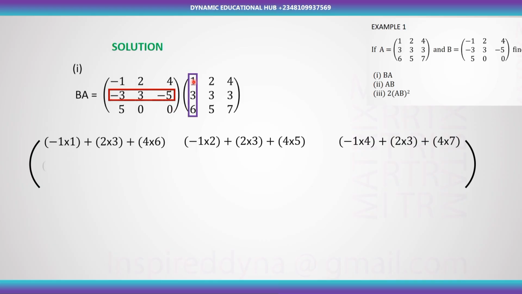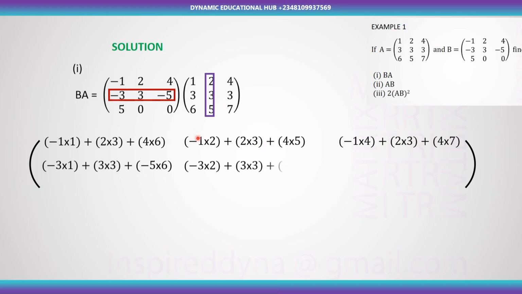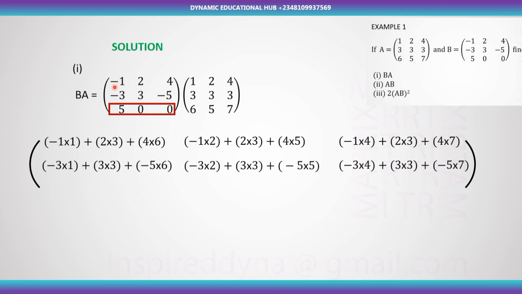We have minus 3 multiplied by 1 here, 3 multiplied by 3 here, plus minus 5 multiplied by 6 here. Move to the next one. Minus 3 multiplied by 2 here, 3 multiplied by 3 here, and minus 5 multiplied by 5 here. Move to the third column. We have minus 3 multiplied by 4 here, 3 multiplied by 3 here, and minus 5 multiplied by 7 here. Finally, we move to the last.